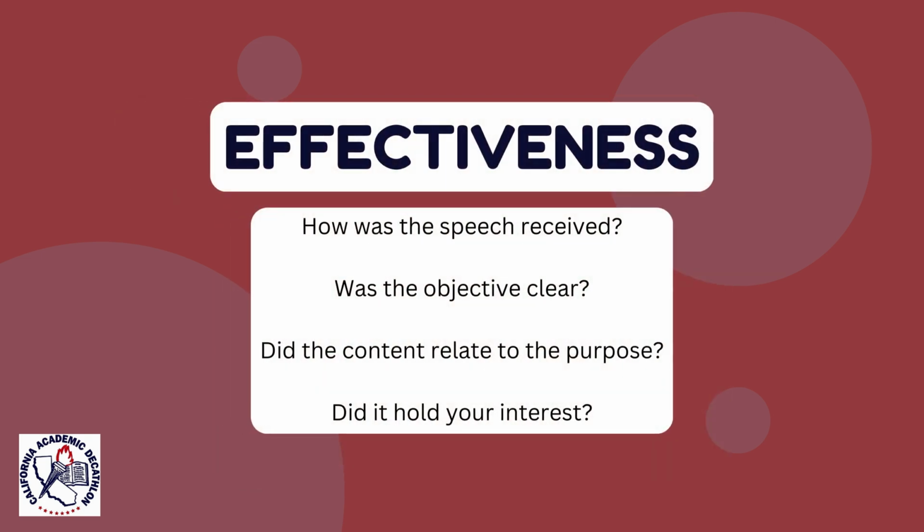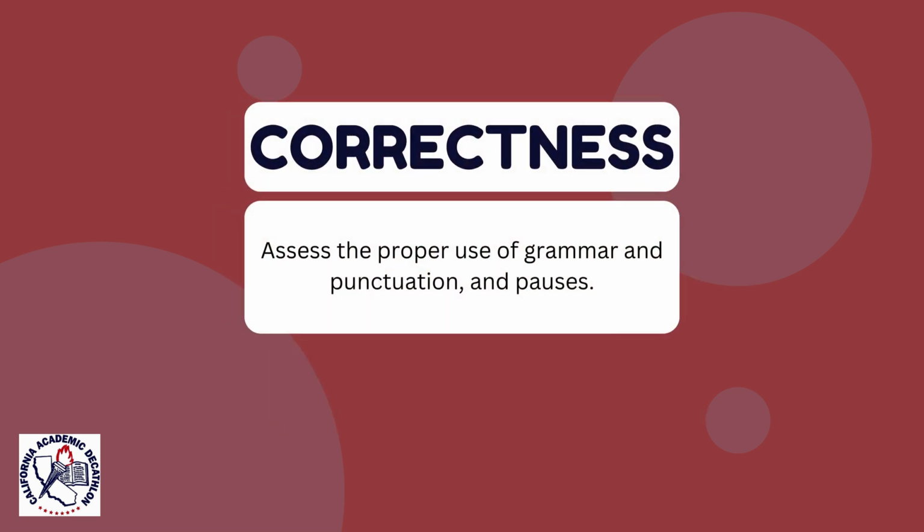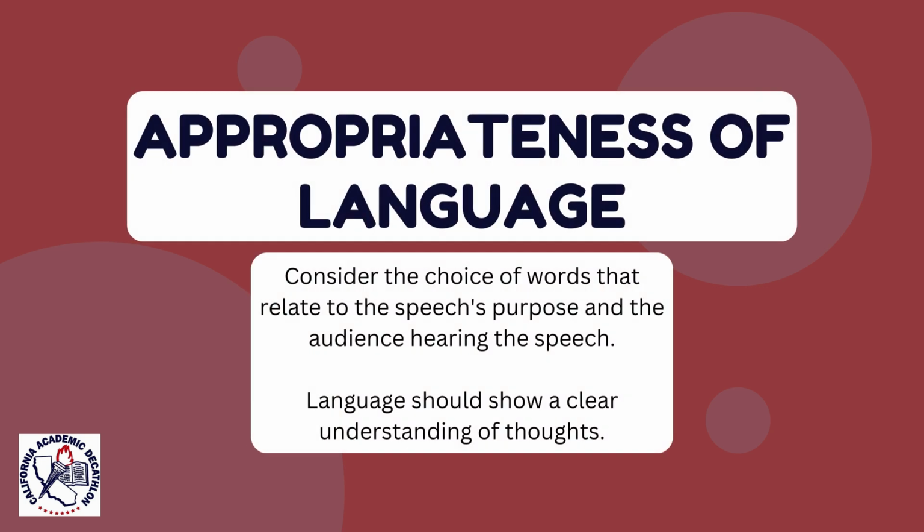When looking at effectiveness, consider how the speech is received. Was the speech objective clear? Did the content relate to the purpose? Did it hold your interest? When looking at correctness, assess the proper use of grammar and punctuation and pauses. The appropriateness of language refers to the choice of words that relate to the speech's purpose and the audience hearing the speech. Language should show a clear understanding of thoughts.